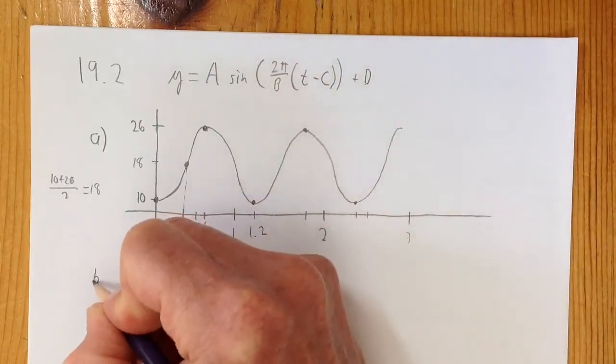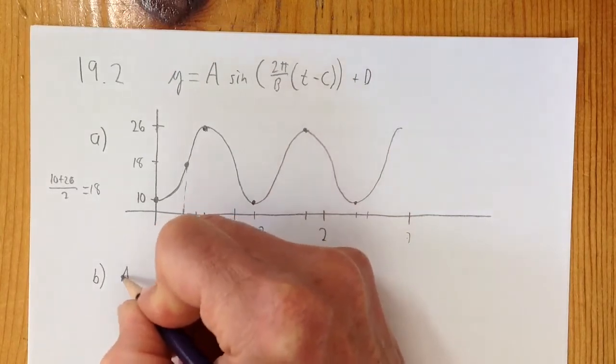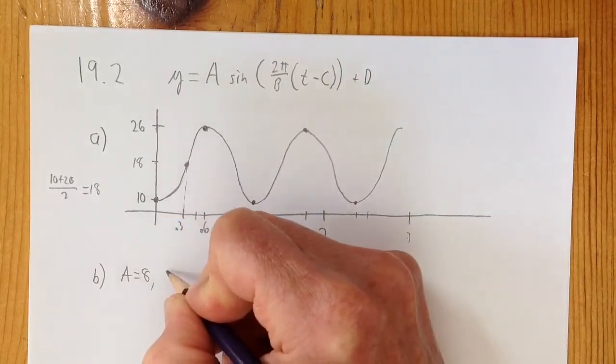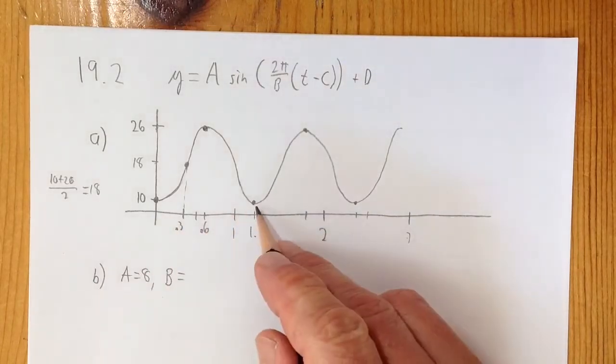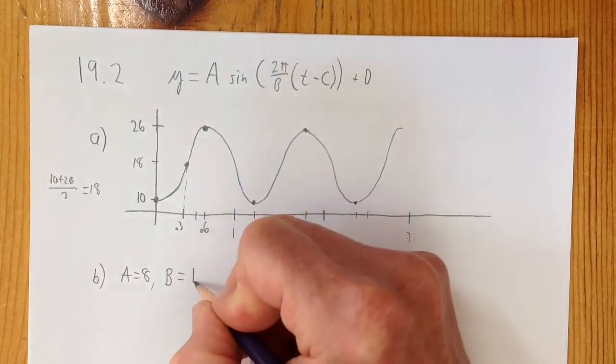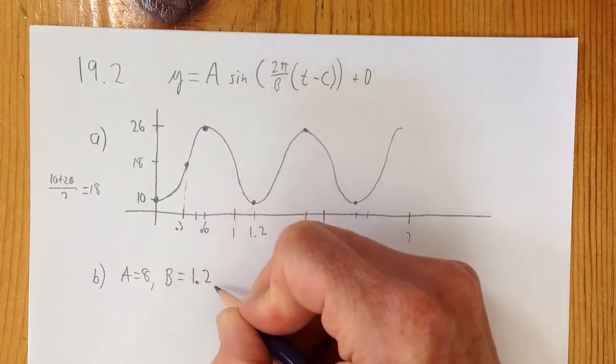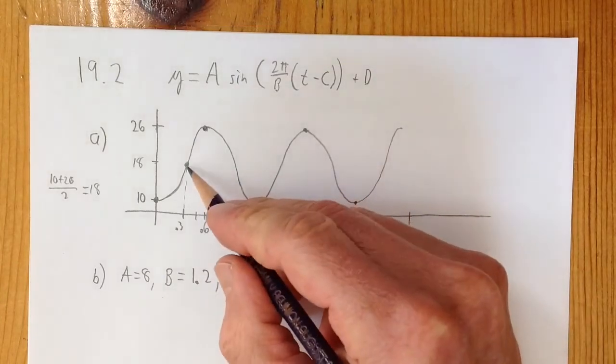So this is part B now. Part A just wanted to draw it. So A is equal to 8. B, the period, is from 0 to 1.2, a full cycle. So B is 1.2. And C is where the wave starts.